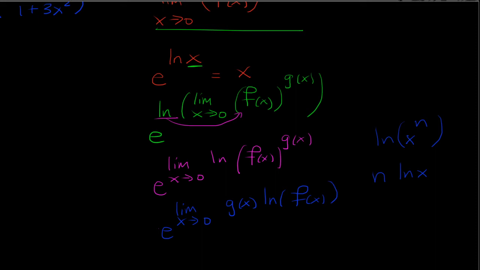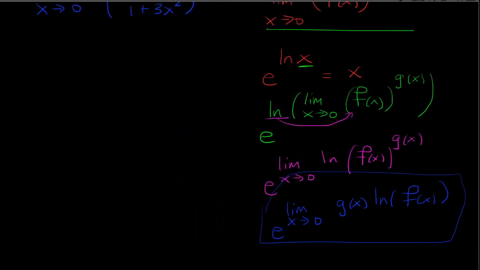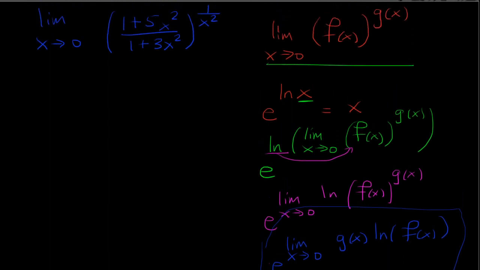Okay, so now we have this. Okay, so this is what I want. So I'm going to rewrite everything with that in mind. Okay, so let's go back to the original problem. G of x was the exponent, so that's going to come out in front. So I'm going to have e raised to the limit as x approaches 0. G of x is my exponent. Ln of whatever is inside the parentheses. So 1 plus 5x squared over 1 plus 3x squared.